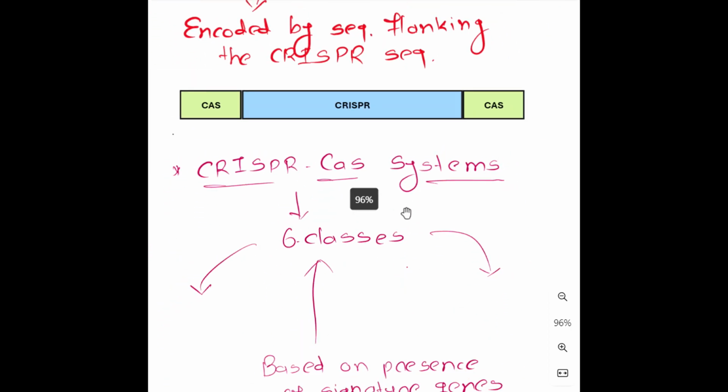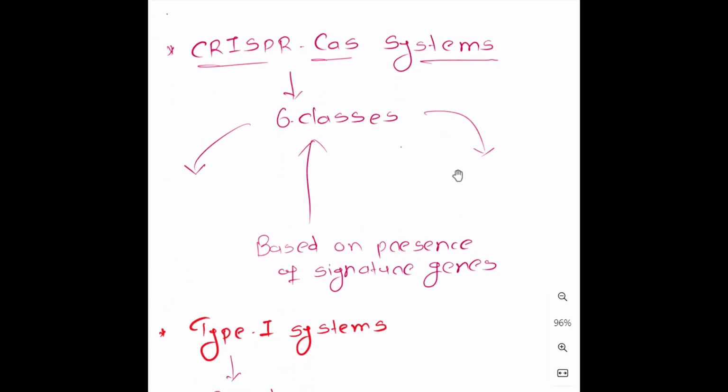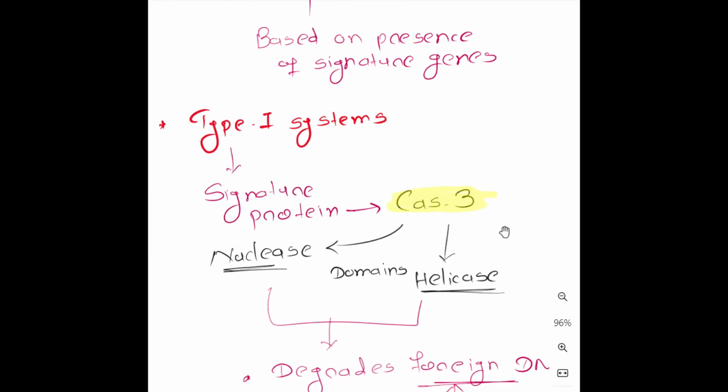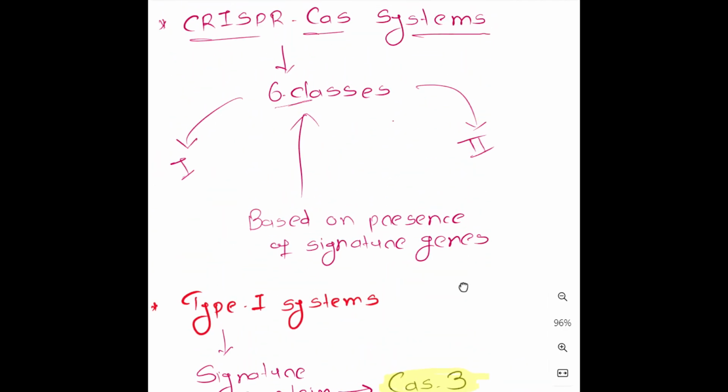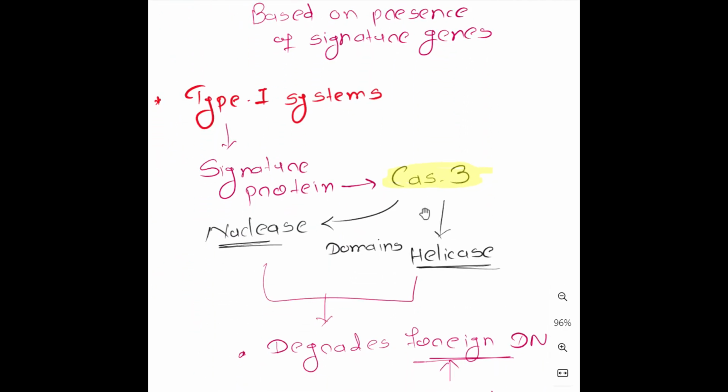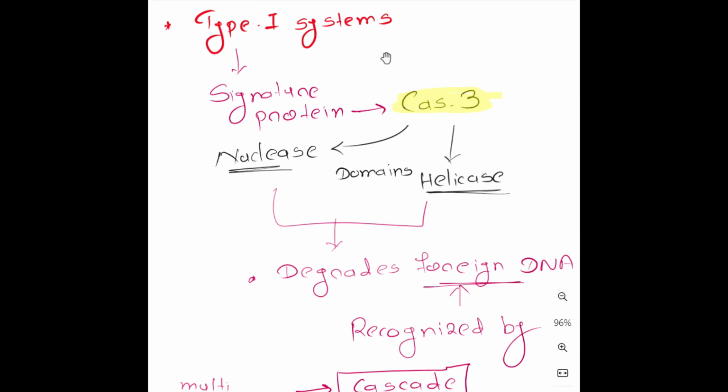The CRISPR-Cas system can be classified based on the presence of signature genes into six types, which are further grouped into two groups: group one and group two. Among these six types, types 1 and 3 are best studied, while types 4 to 6 have only recently been identified.